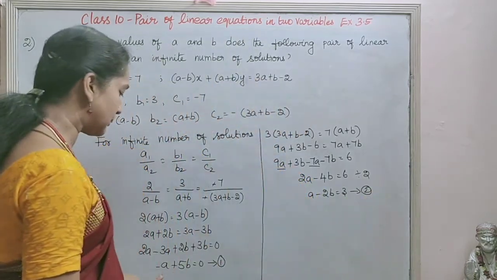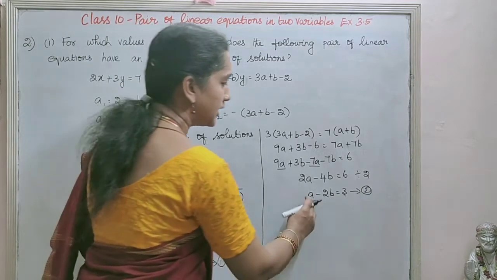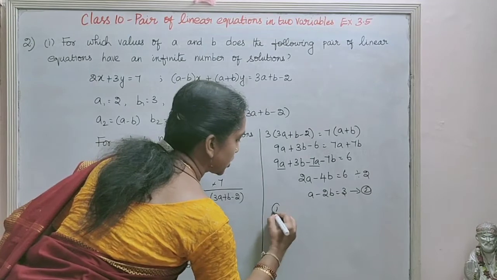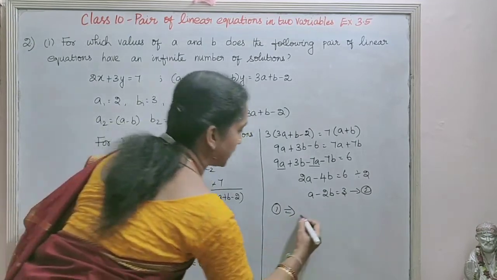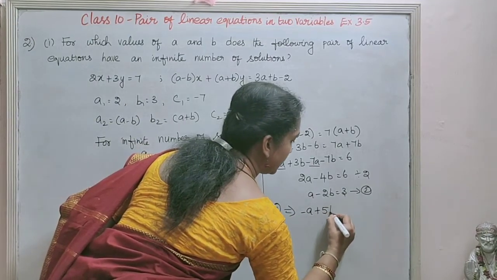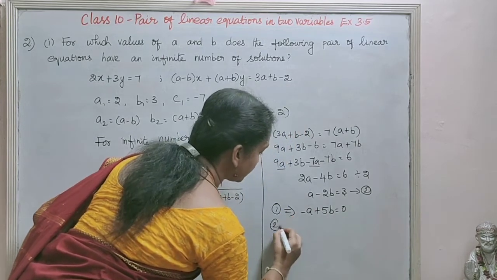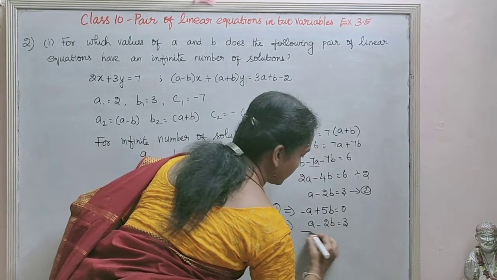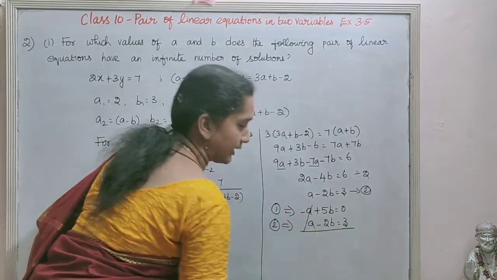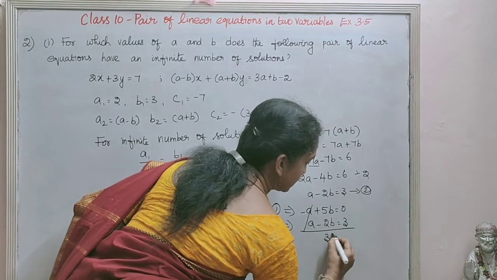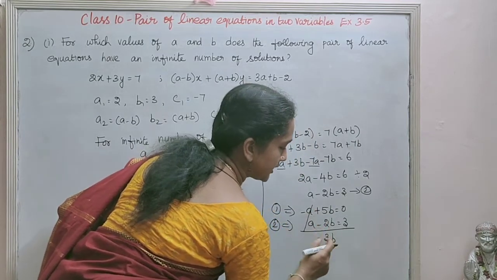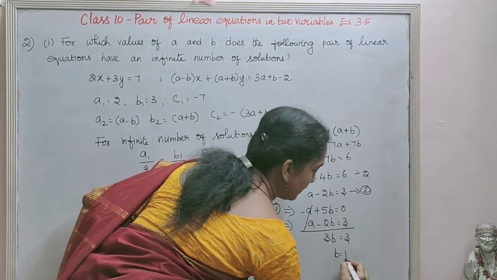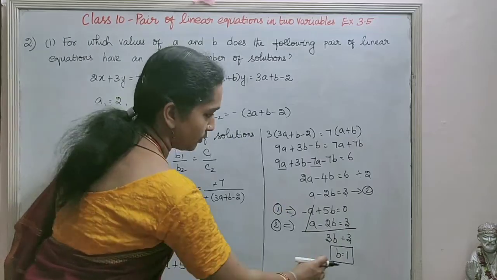So the first equation is minus a plus 5b is equal to 0. The second one is a minus 2b is equal to 3. So we will solve these two equations. First one is minus a plus 5b is equal to 0, second equation is a minus 2b is equal to 3. So plus a minus a will get cancelled. The balance is 5b minus 2b is 3b, is equal to 0 plus 3 is 3. So b is equal to 1.